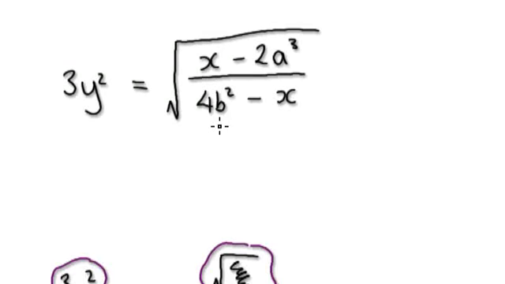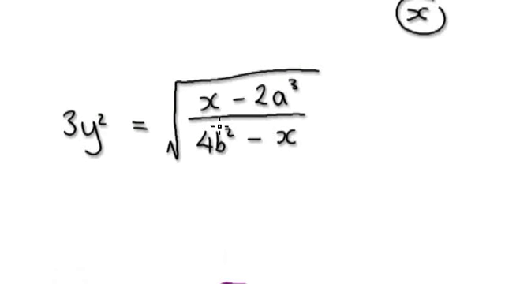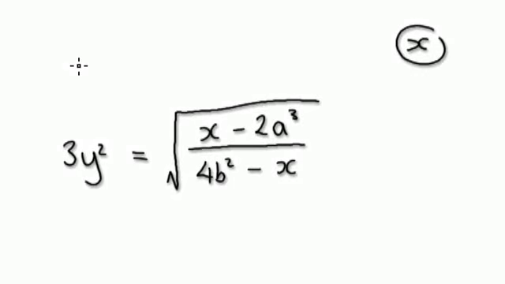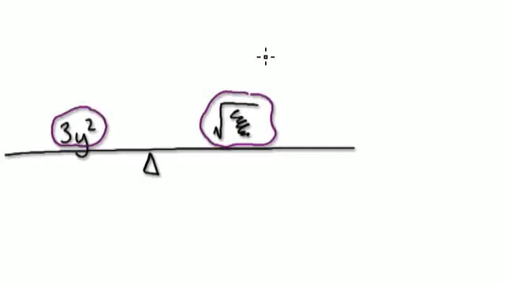Yeah, so visualize it as this. At the moment, you've got this thing here equaling this thing here. Now, your x is stuck in this thing here. So get rid of the square root. So you've got to square both sides.